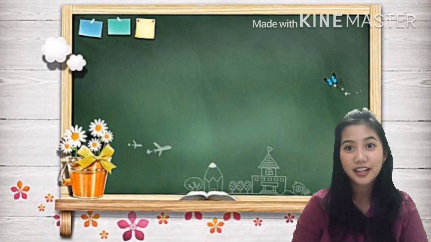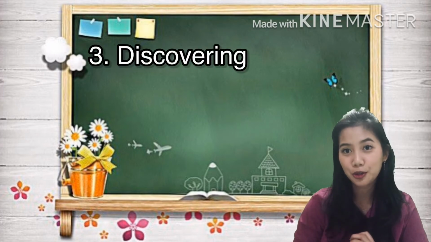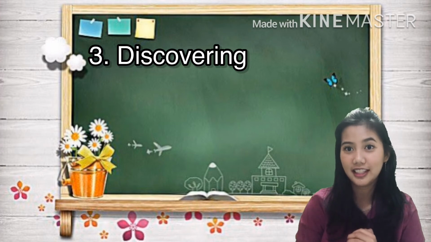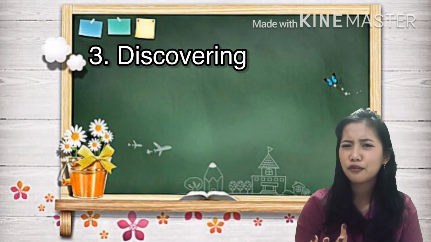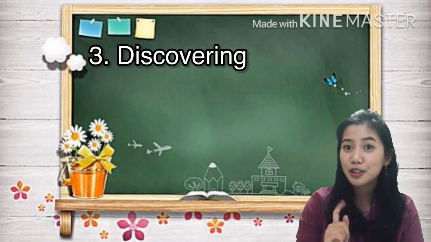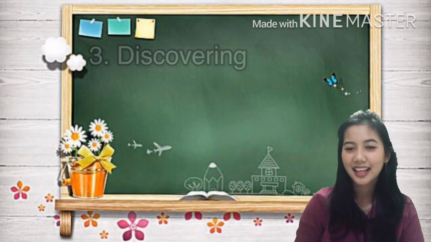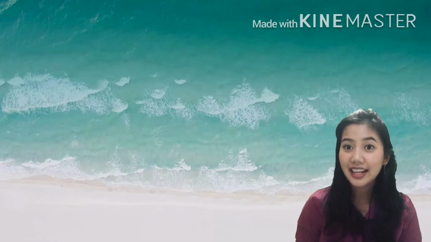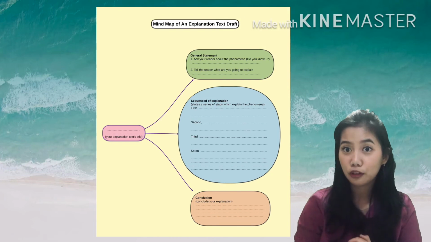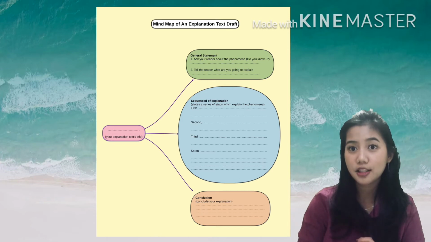The third stage for this activity is discovering. This procedure requires you to report your discovery of learning. Have you looked for the sources before creating an explanation text? Did you get the information relating to your own topic? Good job! In this section, I provide a mind map that you have to fulfill in order to help and guide you in creating an explanation text. This mind map is an outline for brainstorming.